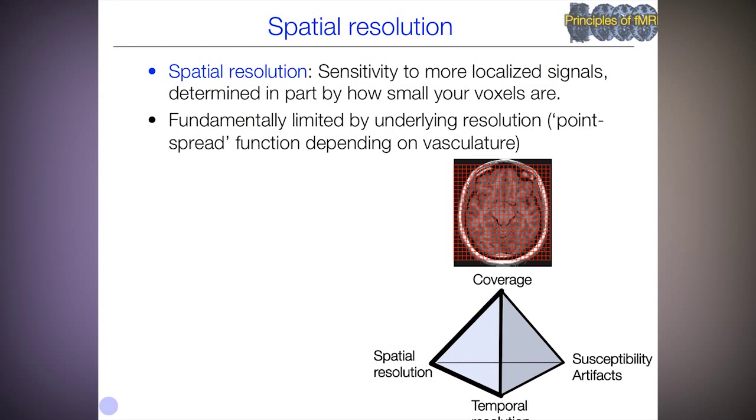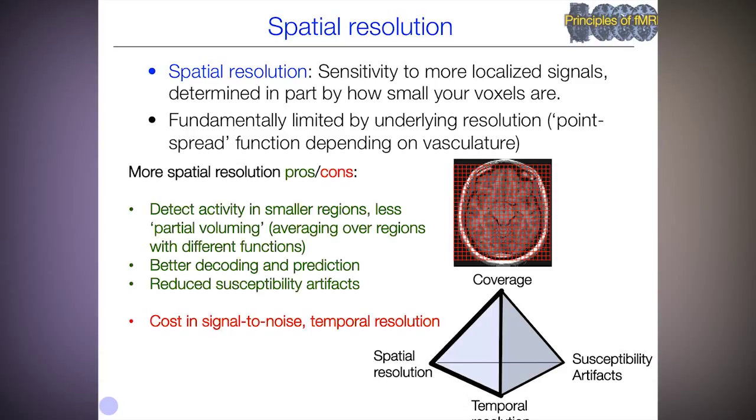So let's look now at spatial resolution. In spatial resolution, higher spatial resolution gives you sensitivity to more localized signals. And that's determined in part by how small your voxels are, and also by the intrinsic spatial resolution of the scanner and sequence. It's fundamentally limited by the underlying resolution or the point spread function of BOLD, which depends in part on the vasculature and the field strength.